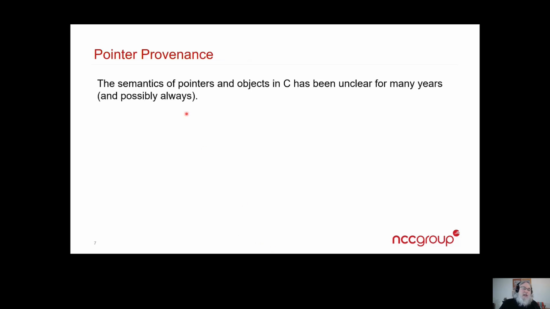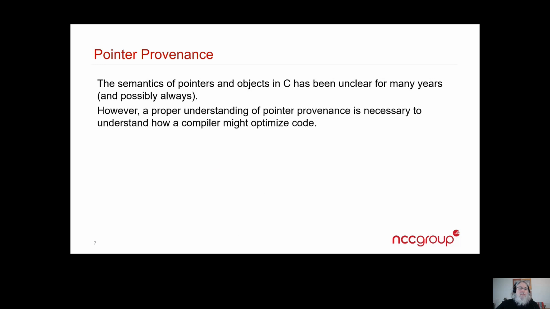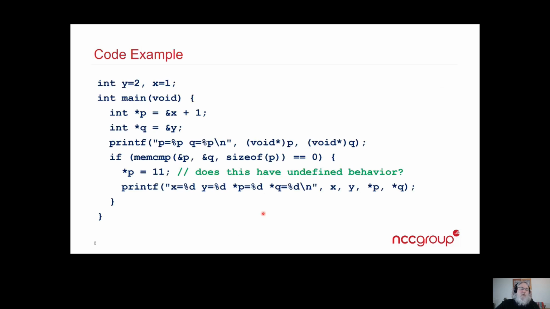The semantics of pointers and objects has been unclear for many years and possibly always, but this came to light in the early 2000s when compiler writers were working with alias analysis to perform better optimizations. Really understanding how pointer provenance works is necessary to understand how a compiler might optimize your code. So we're going to demonstrate this with an example.